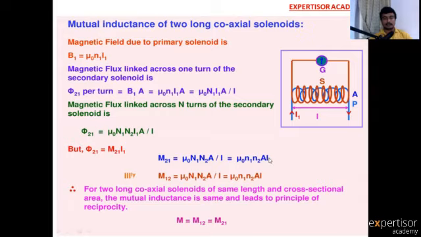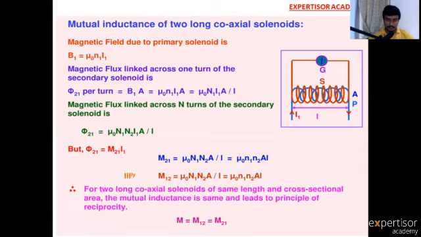Here L is the length of the conductor. Also M12 is equal to mu naught N1 N2 A divided by L. So finally we get M21 equal to mu naught N1 N2 A divided by L. For two long coaxial solenoids of the same length and cross-sectional area, the mutual inductance is the same, which leads to the principle of reciprocity. So finally M is equal to M12 equal to M21.